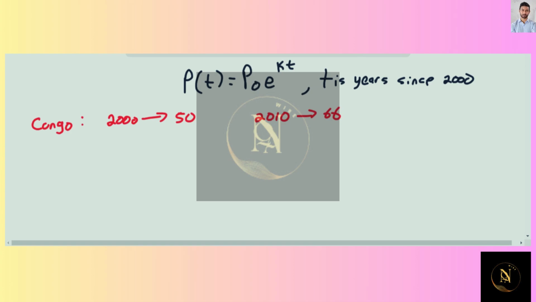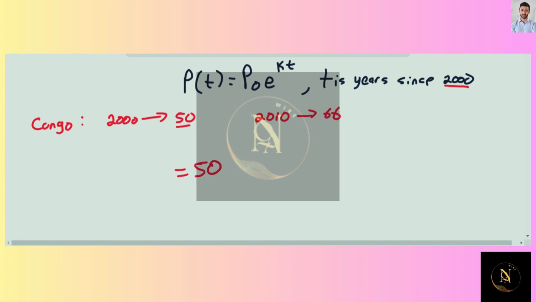For each of these countries, what we're being asked to do is to write a population model according to the P of T function above to represent their population for T years since 2000 in terms of millions. Remember, in our population formula, P sub 0 is the initial population, e is that constant, k is the rate that's increasing, and T is the number of years. In this particular case, because T is the years since 2000, that means 50 would be our initial population, so it would be equal to 50.